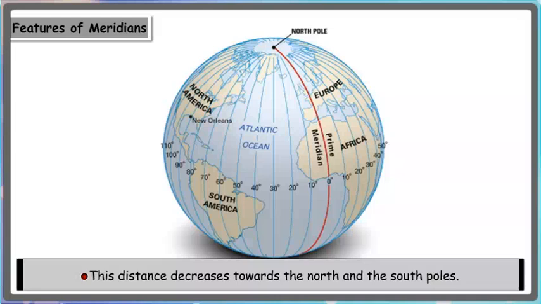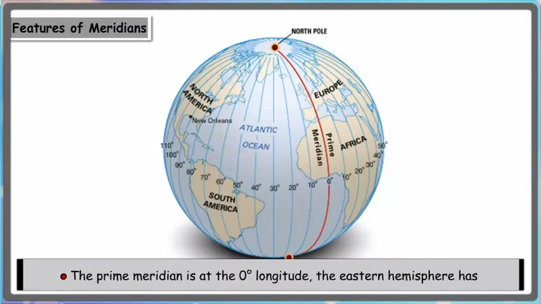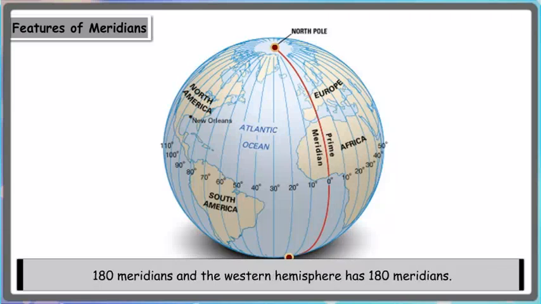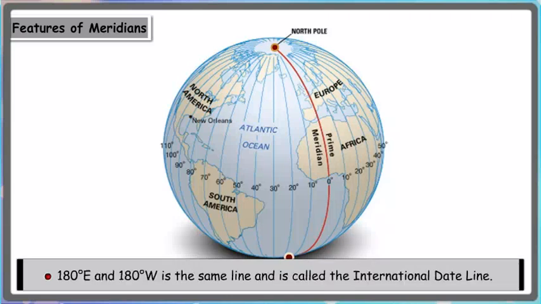This distance decreases towards the north and south pole. The prime meridian is at the 0 degree longitude. The eastern hemisphere has 180 meridians and the western hemisphere has 180 meridians. 180 degree east and 180 degree west is the same line and is called the international date line.